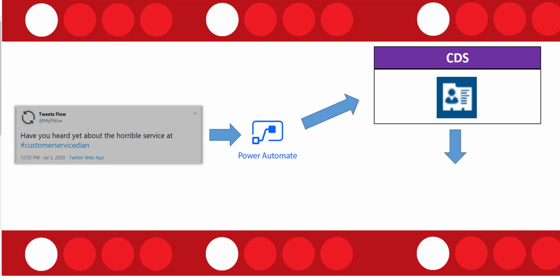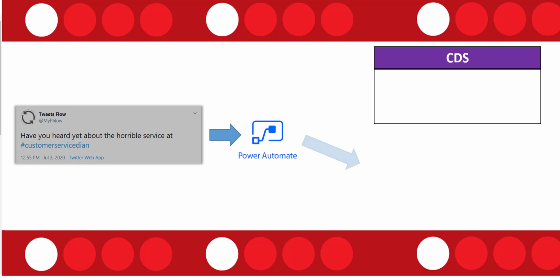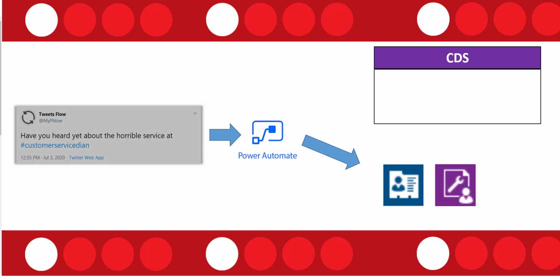If that person is indeed in my database, I'm going to have the system create a case for that particular contact record. Now, of course, they could not be in my database at all. So what happens then is that the system will first create a contact record, and then it will create a case record, and then associate those together, of course. So let's take a look at what that looks like when we're creating that flow in Power Automate.